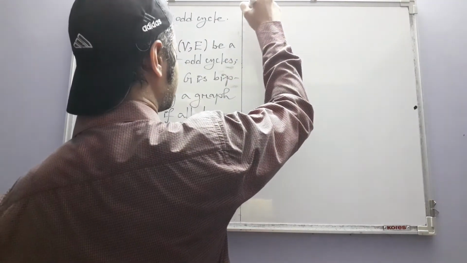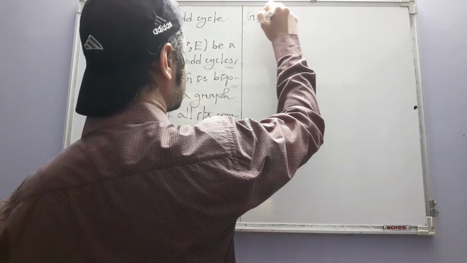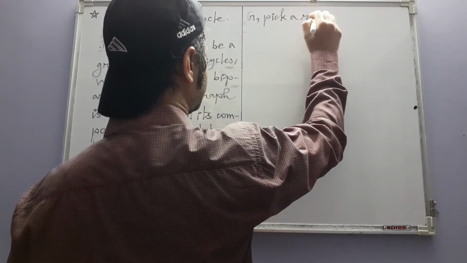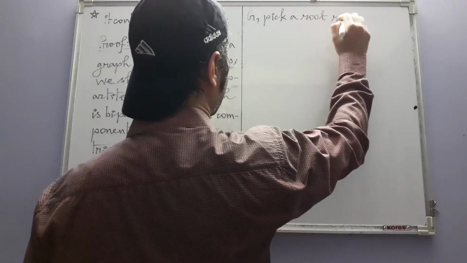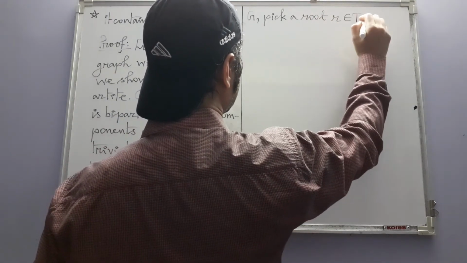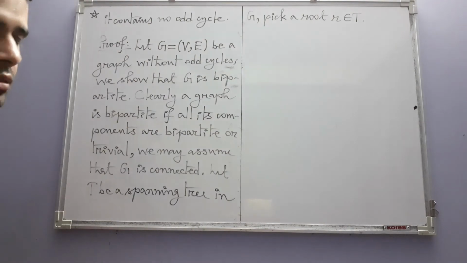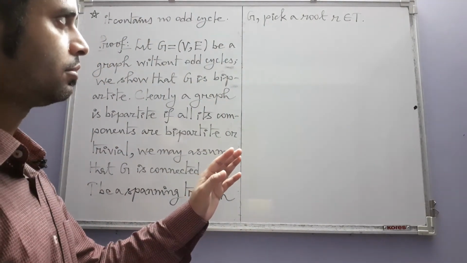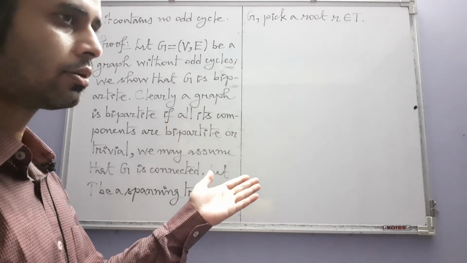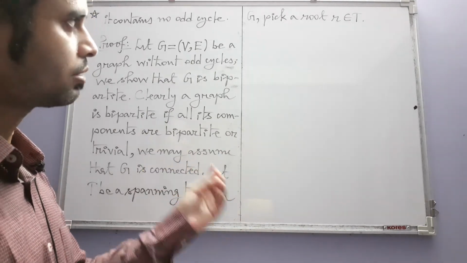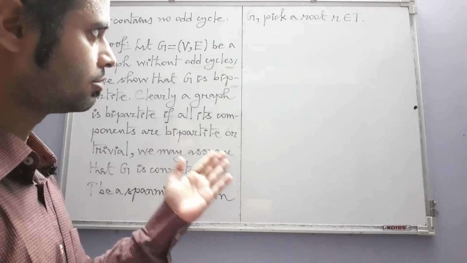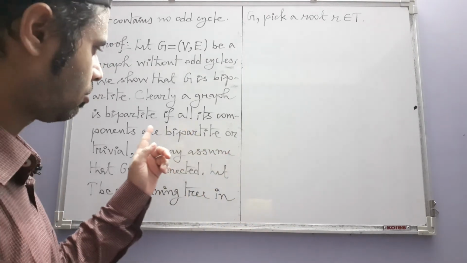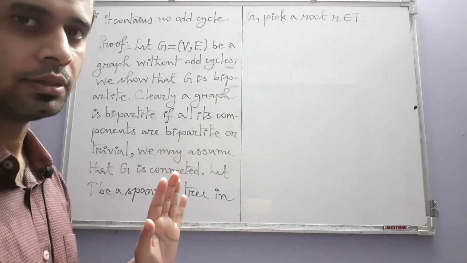In G, arbitrarily pick a root R to be any vertex in that tree. Then, whether T is normal or not normal in G does not matter, but with respect to this root R, we have the tree order on the vertex set of G.